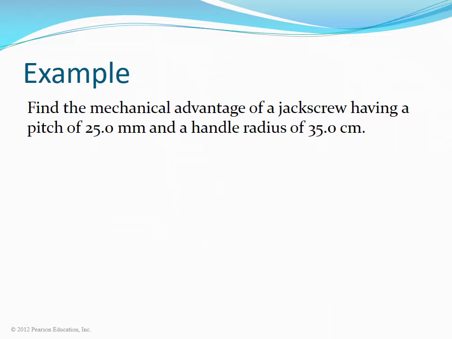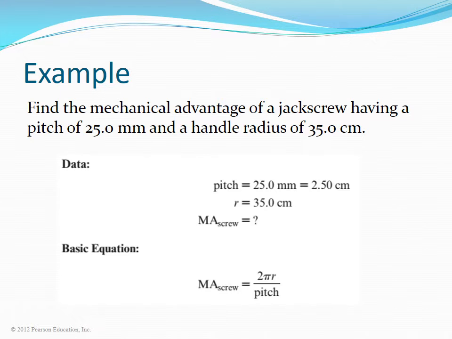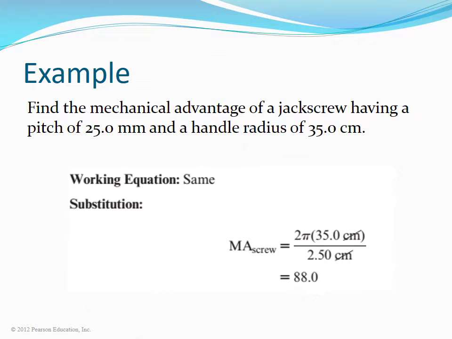Find the mechanical advantage of a jack screw having a pitch of 25 millimeters and a handle radius of 35 centimeters. Write down what we know, and the basic equation is the mechanical advantage of the screw. The working equation is the same as the basic equation. Solving for the mechanical advantage, we get a mechanical advantage of 88.